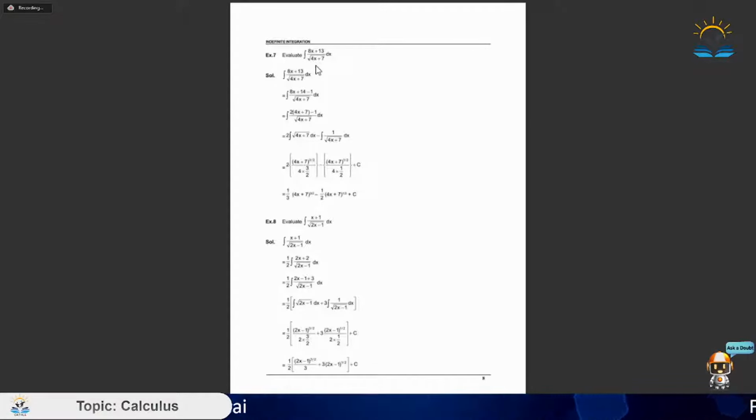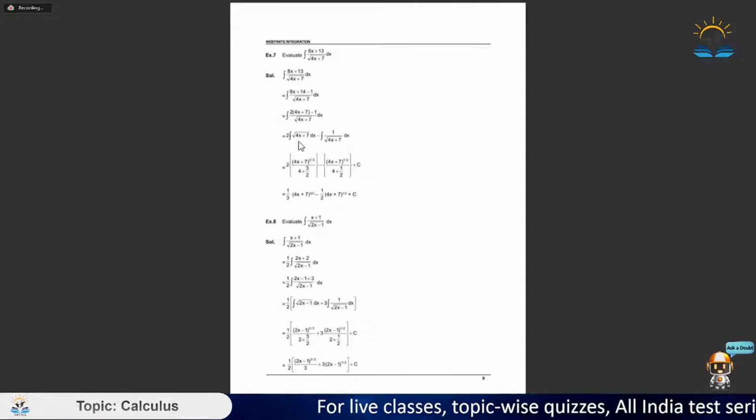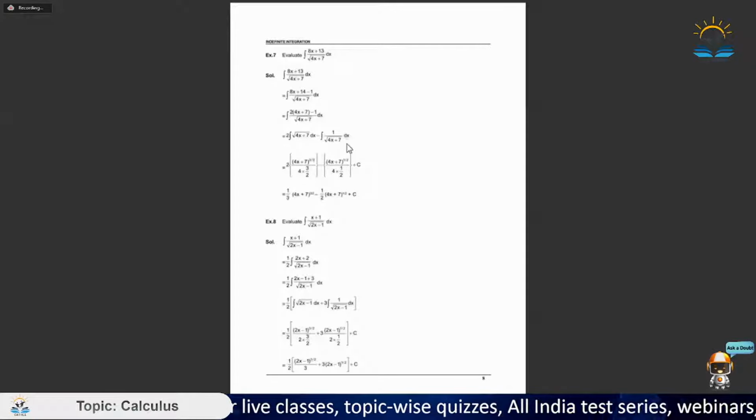So what we will do, for 8x plus 13 we will add 1 and subtract 1. So we get 8x plus 14 minus 1. This can be written as 2 times 4x plus 7 minus 1. 2 can come outside: integration of root of 4x plus 7 dx, minus integration of 1 by root 4x plus 7 dx.